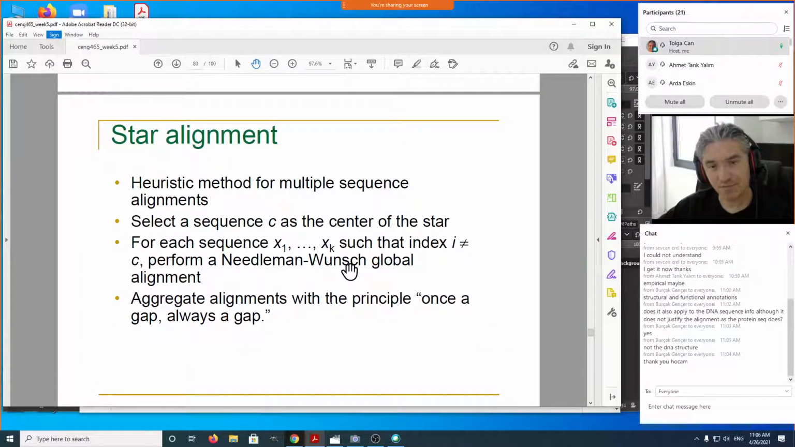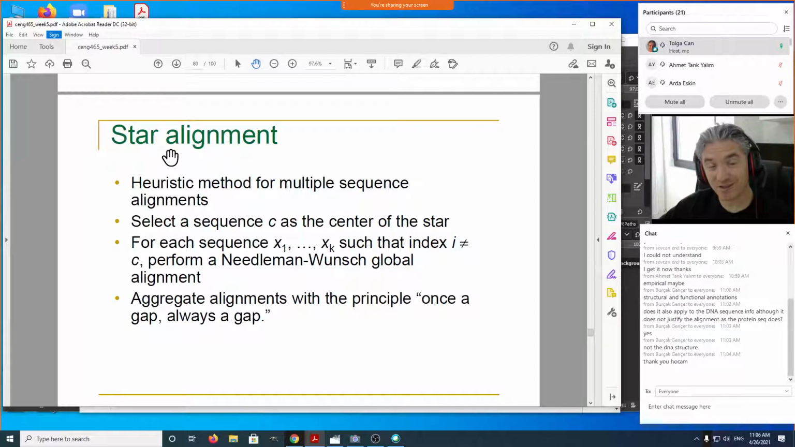Another simple alignment algorithm I want to discuss today is the star alignment technique. It's a very simple algorithm that you can implement on your own. Again, it's a heuristic, and as I said, the restriction is that it chooses one sequence among those k sequences.